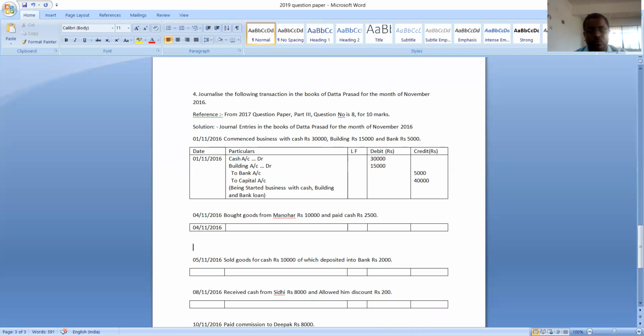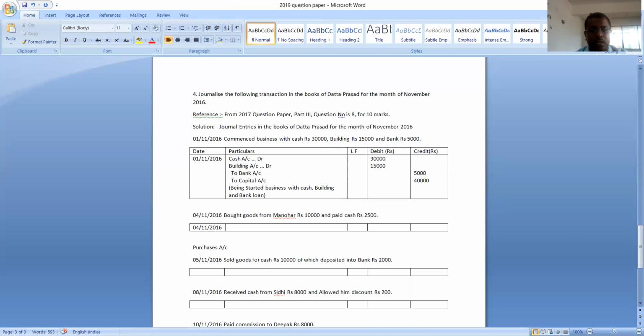So here, what kind of transaction is it? Actually, it is partly cash transaction and partly credit transaction. Understood? We bought goods worth rupees 10,000, but we are paying him only 2,500. So the remaining 7,500 we are going to pay later. So it is partly cash and partly credit. And in this transaction, you are going to find totally three accounts.